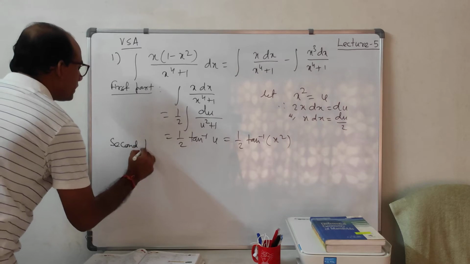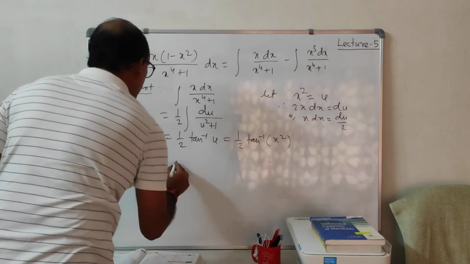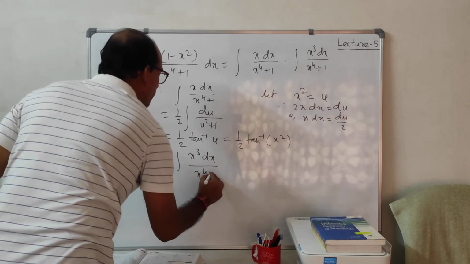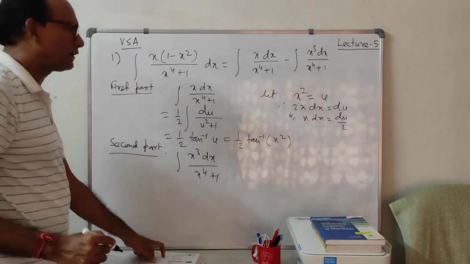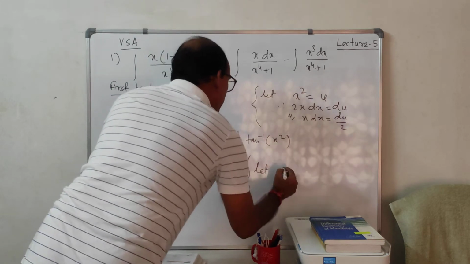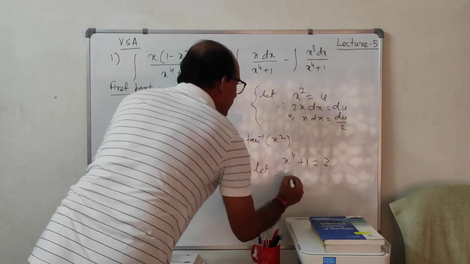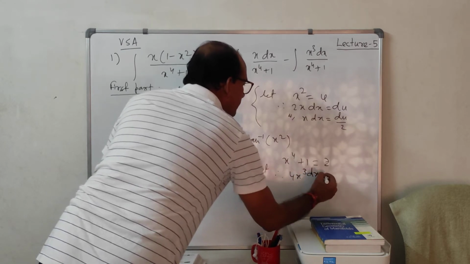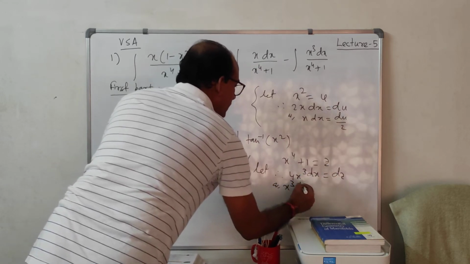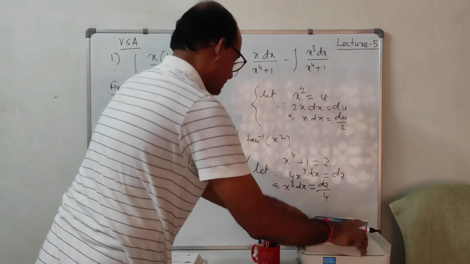Second part is integration x cube dx by x to the power 4 plus 1. For this integral, if you take x to the power 4 plus 1 as z, then you will get 4x cube dx equals dz. Very easy. Or x cube dx equals dz by 4. Okay.